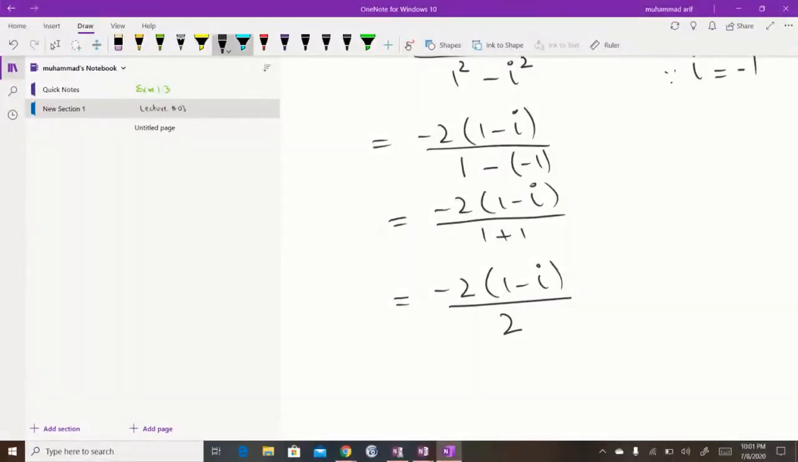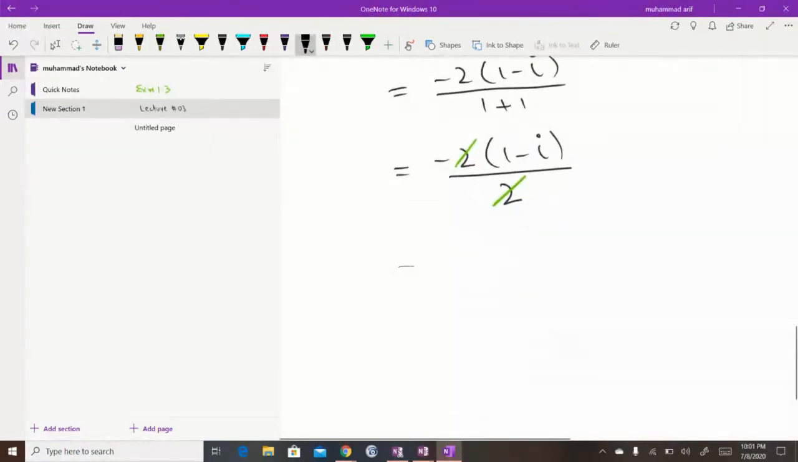We have negative 2, 1 minus iota, 1 plus 1 becomes 2. After cancellation of 2 with 2, we get negative 1 into 1 minus iota. This is our required answer.